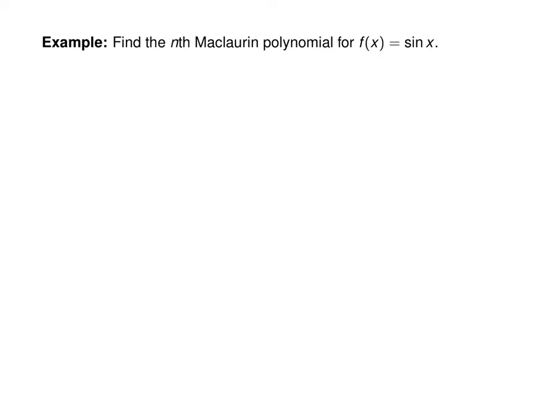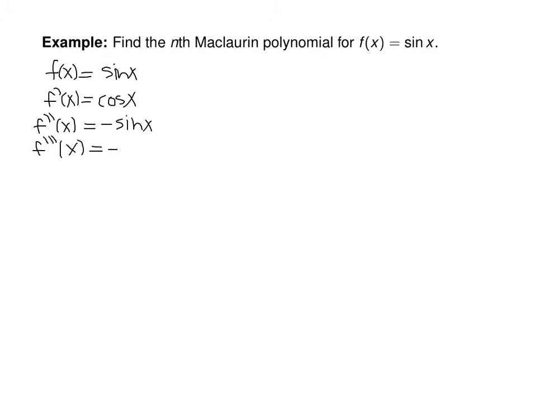So first we need a pattern for the derivatives of sine x. So our function f of x is equal to sine x. The derivative of sine is cosine. The derivative of cosine is negative sine. And the third derivative will be negative cosine x. And then the fourth derivative, the derivative of negative cosine, will bring us back up to sine. So these derivatives are going to cycle in groups of 4.